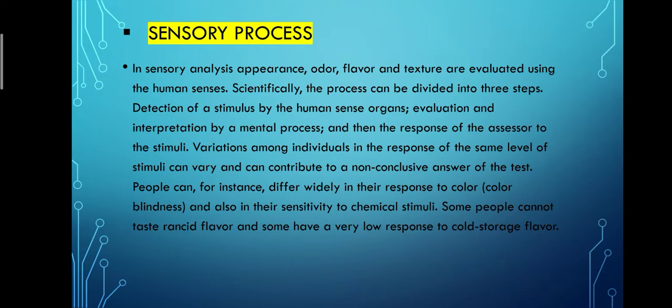The sensory process. In sensory analysis, appearance, odor, flavor, and texture are evaluated using human senses. Scientifically, the process can be divided into three steps. First, the detection of a stimulus by the human sense organs. Second, evaluation and interpretation by a mental process. And third, the response of the assessor to the stimuli.